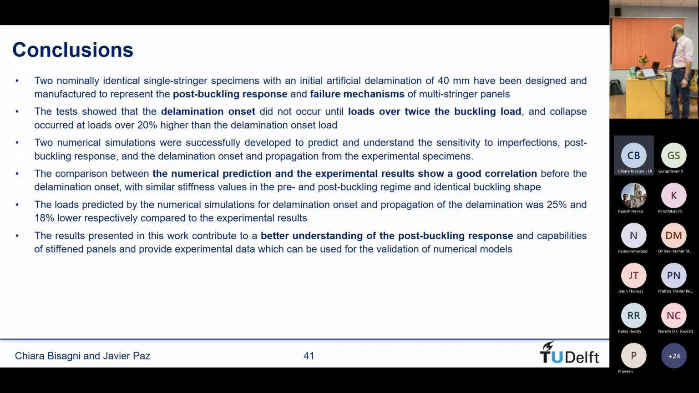And we also managed to simulate this response with numerical simulations, having a good correlation between the loads at the delamination onset, albeit, again, between 18–25% lower, but still we're on the safe side. And we believe that these results contributed to understanding better what the post-buckling response of these panels is and to enhancing these capabilities.